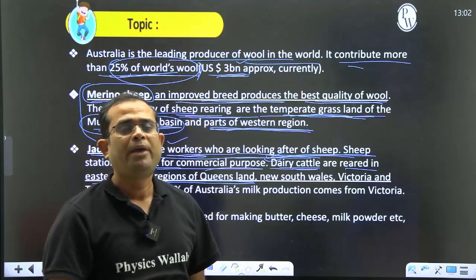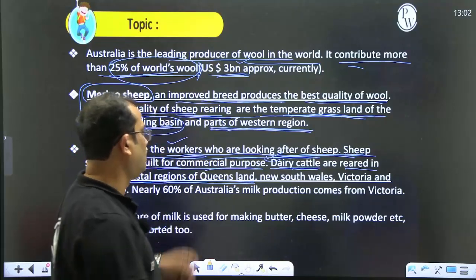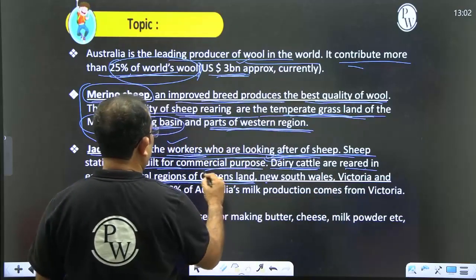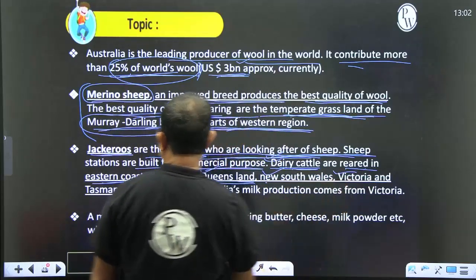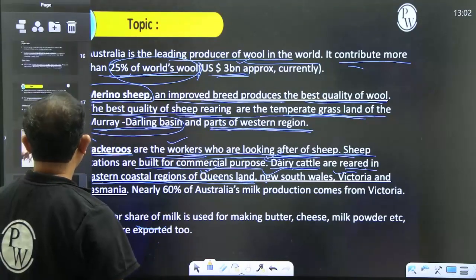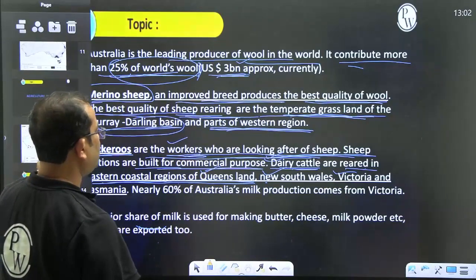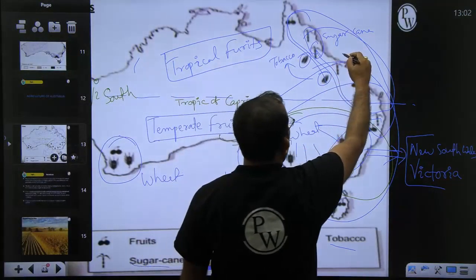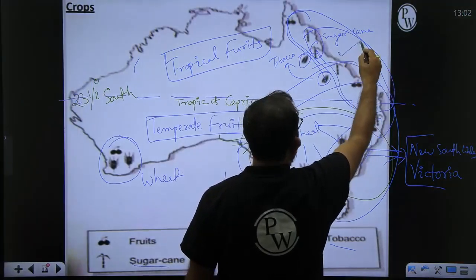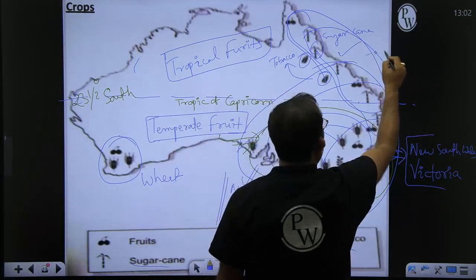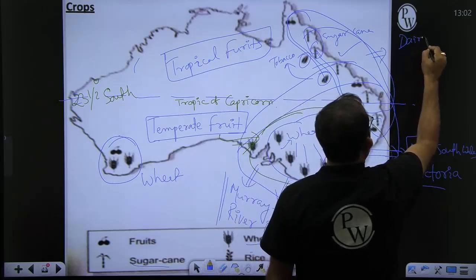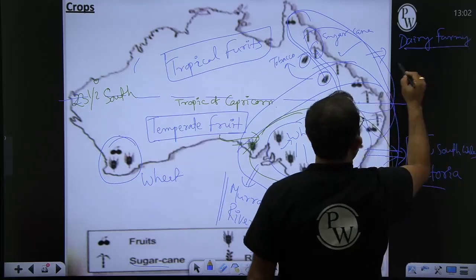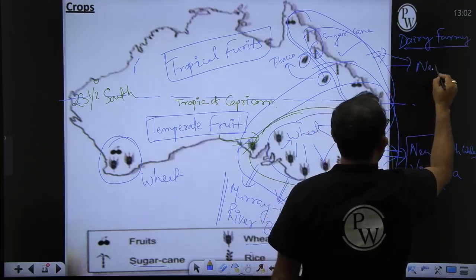Australia is also a major producer of dairy products in the world. We can say they are reared in the eastern coastal regions of Queensland, New South Wales, Victoria, and Tasmania. So we can see which are the areas where dairy cattle farming is found. Dairy farming is mainly in this area, New South Wales.